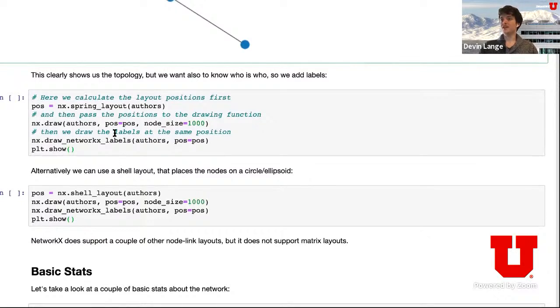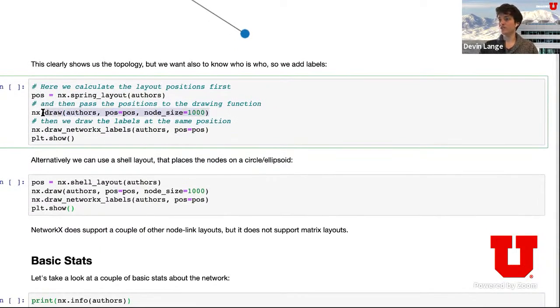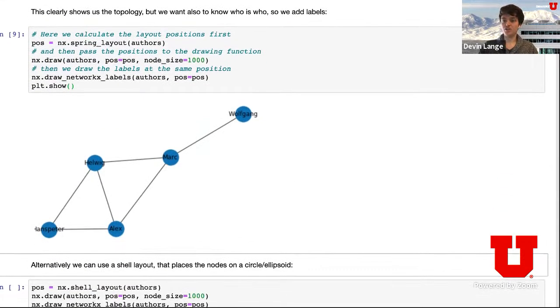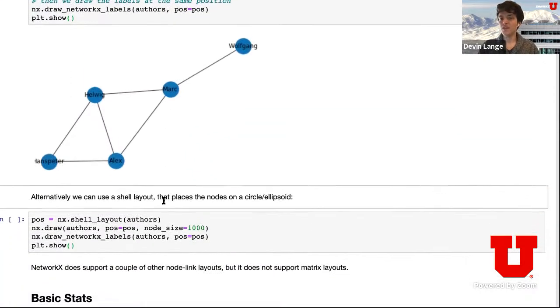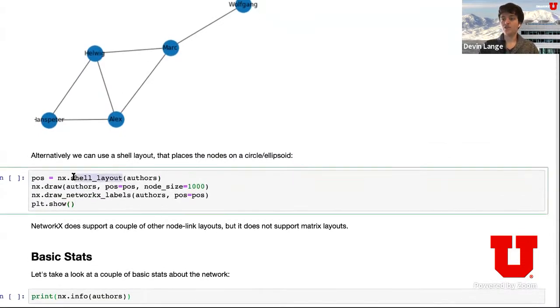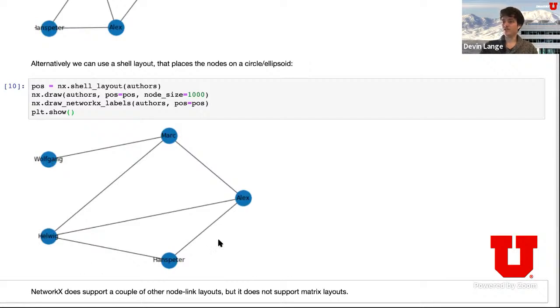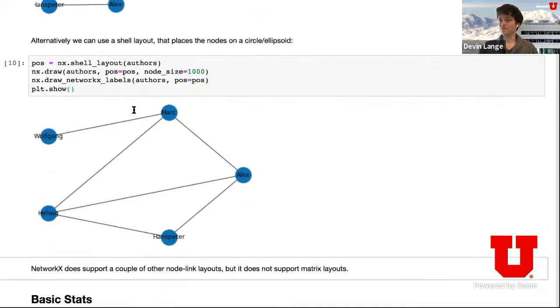And if we want to extend this, we can get the layout positions explicitly here as the positions, and then use those to draw the nodes, and also use those to add labels to the nodes. So here we get the same structure, but now for each of the nodes, we can see the labels for them. And there are other layout algorithms that you can use here. In this case, we're going to do the same thing, but with the shell layout algorithm, which is going to lay out your nodes in a circle instead of with this force spring layout.